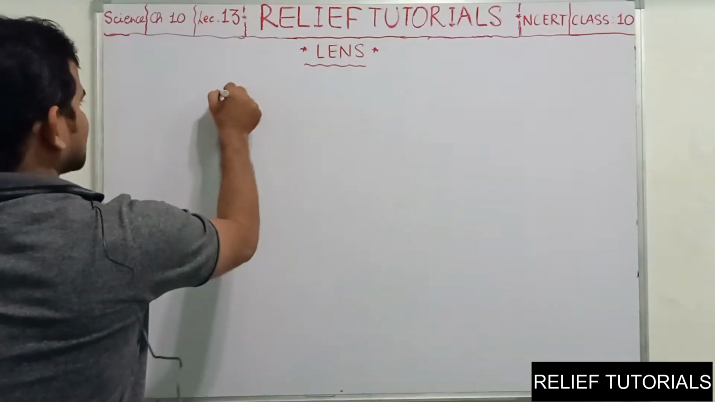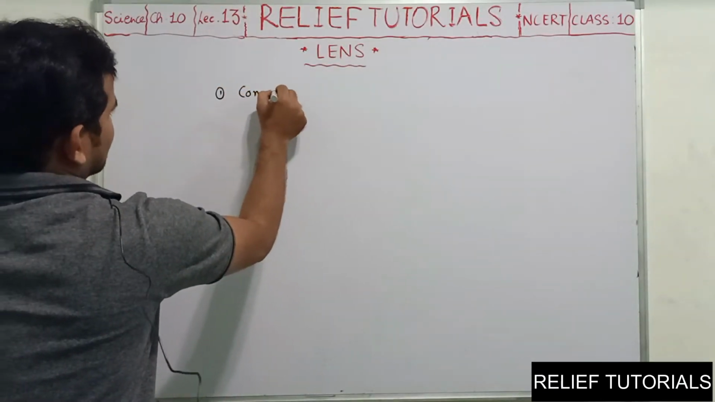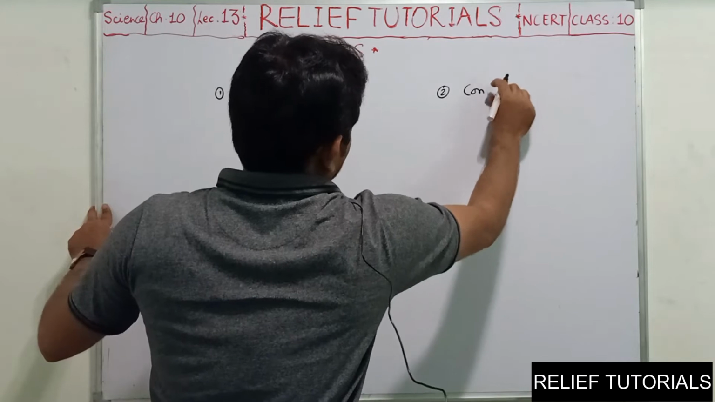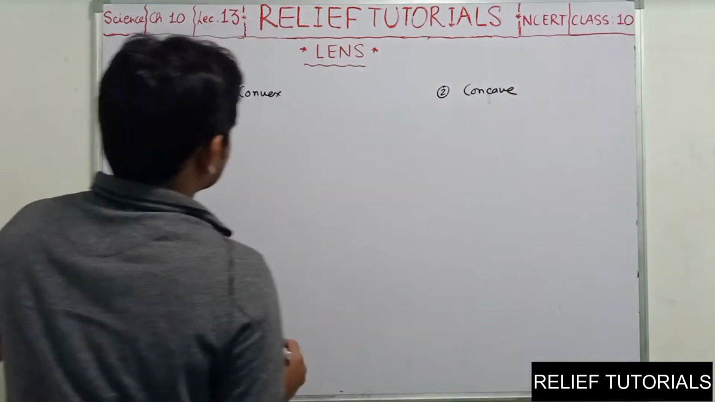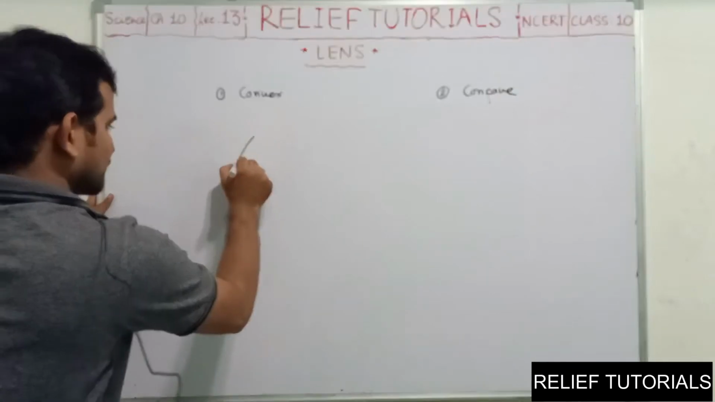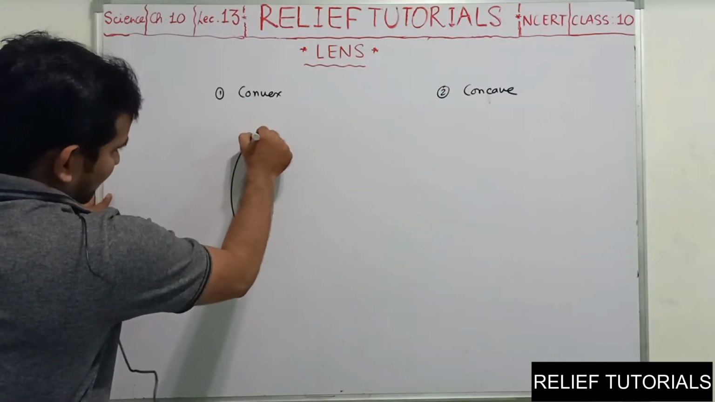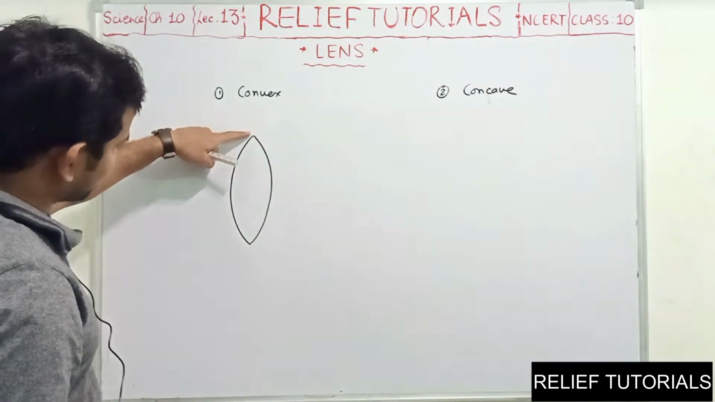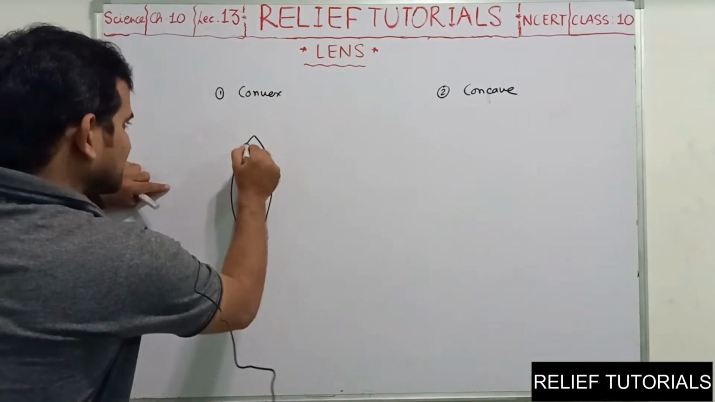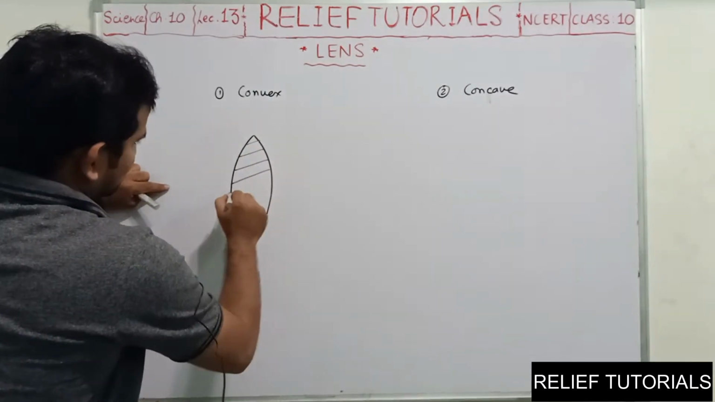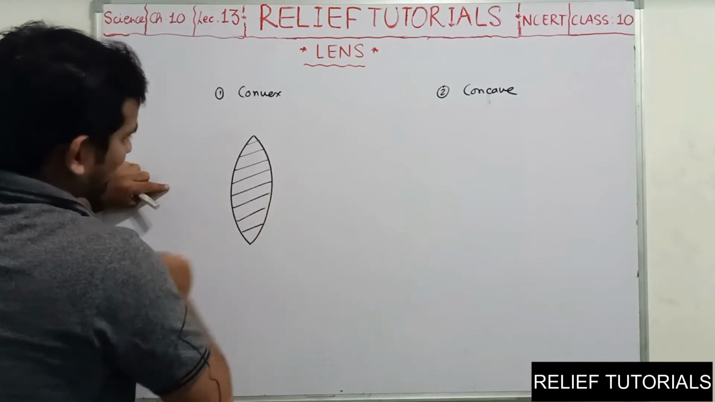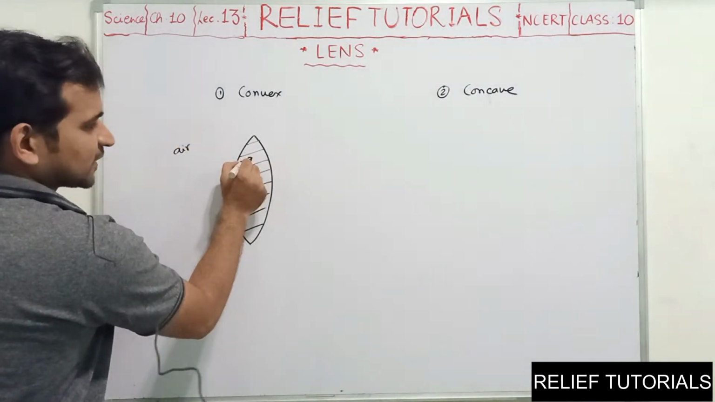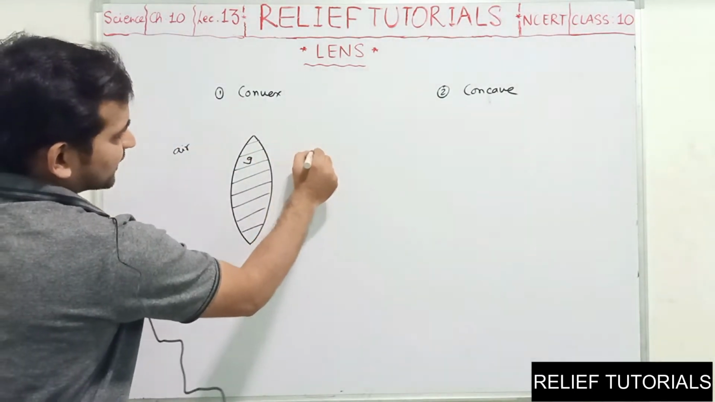There are two types of lenses. First is the convex lens and second is the concave lens. A convex lens is one in which both the refracting interfaces are outwards. This is the first refracting surface. See, it's a solid piece of glass. It is not hollow. You can imagine here is the air medium, here is the glass medium, and again it's the air medium.